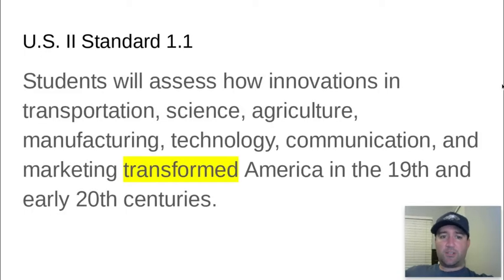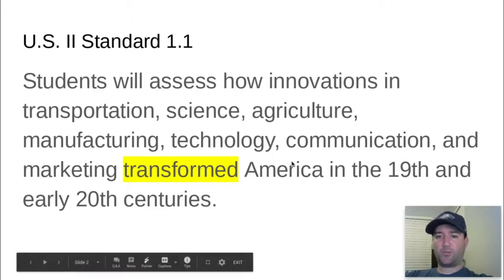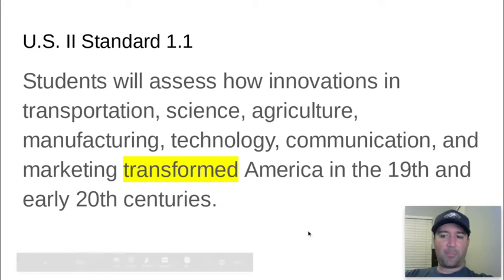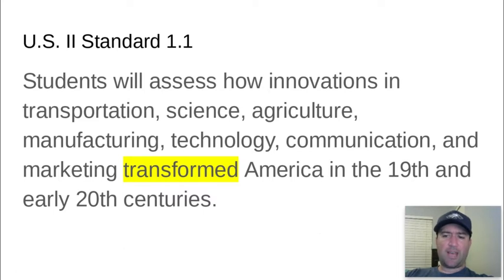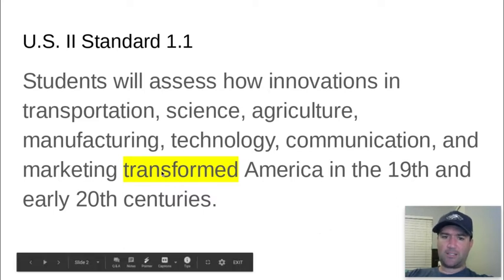So today we're going to once again hit Standard 1.1. I'm not going to read the entire thing again, but we're going to focus mainly on how it transformed America. And there's a lot of things we can say that happened as a result of industrialization. I even kind of talked about some of that stuff a little bit last time, but we're going to talk about something that isn't as directly related to this standard. I mean, it is, but there are some other implications that aren't.